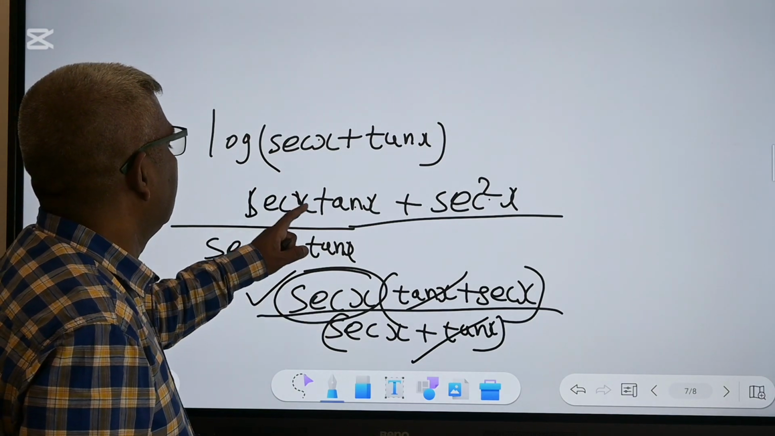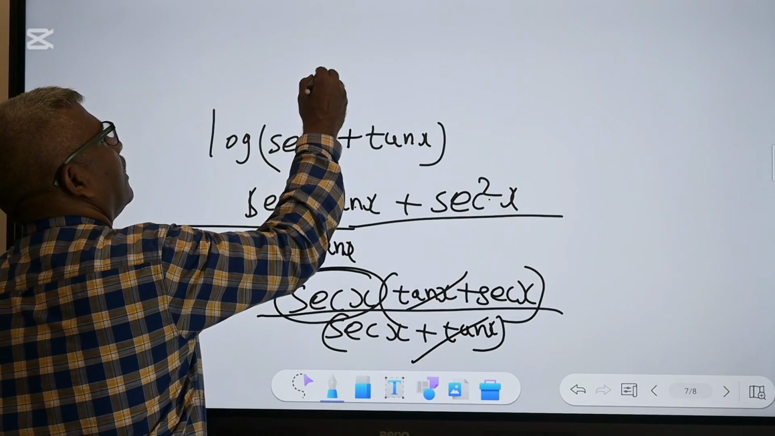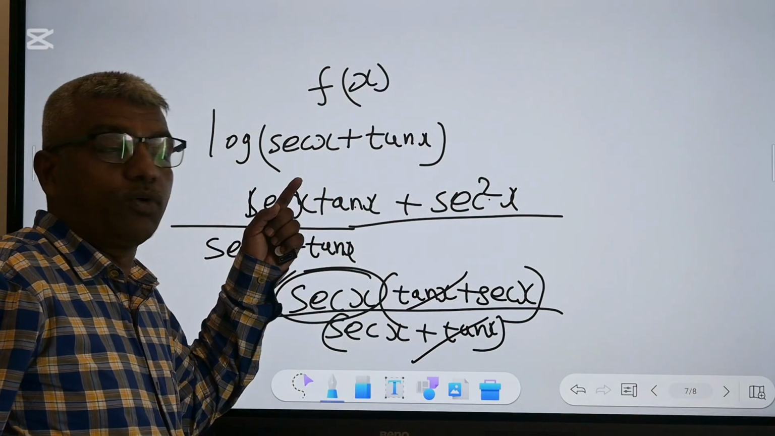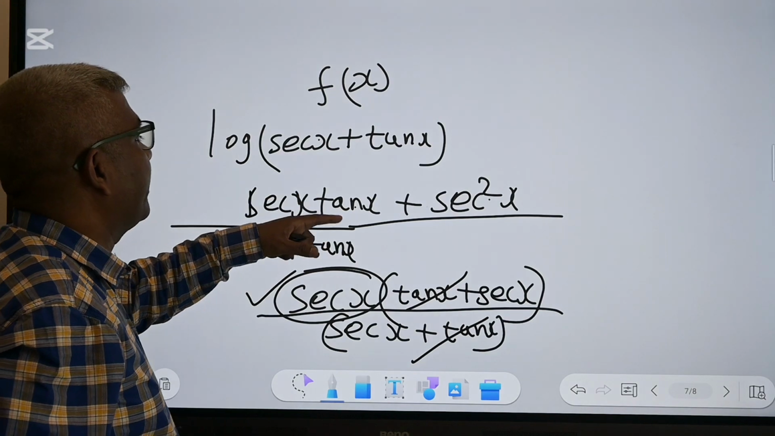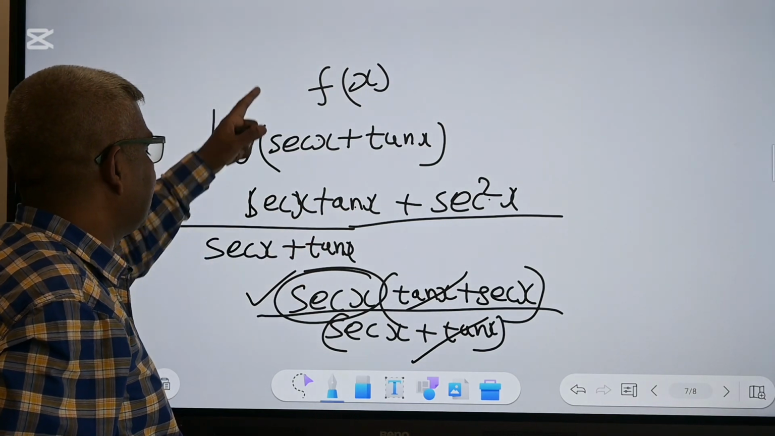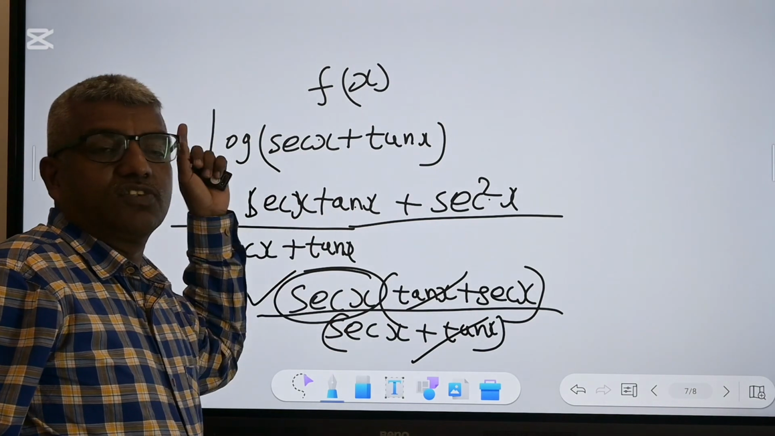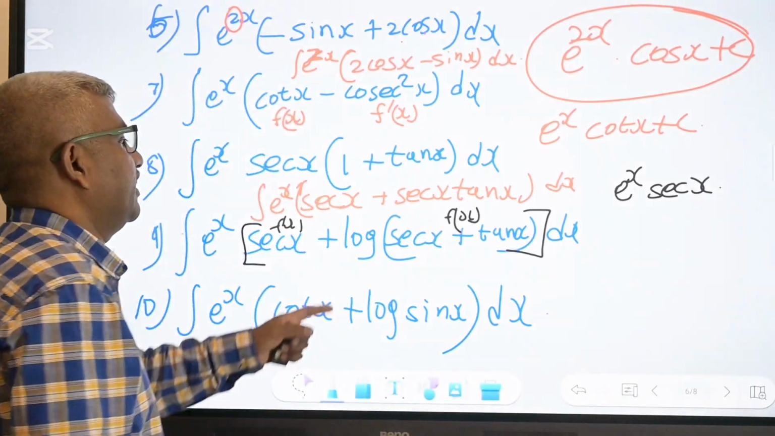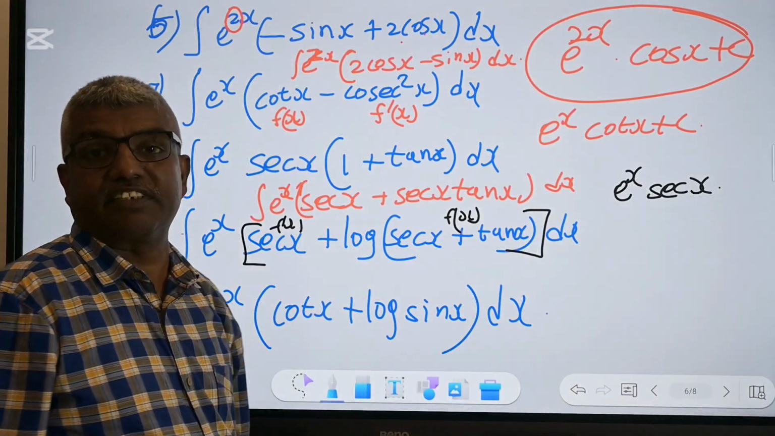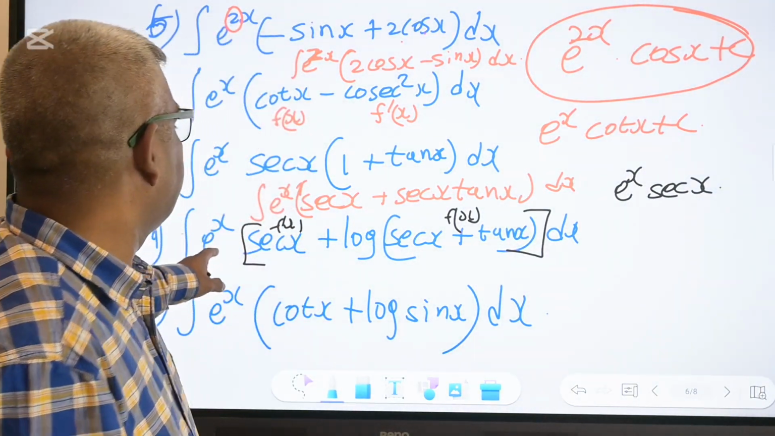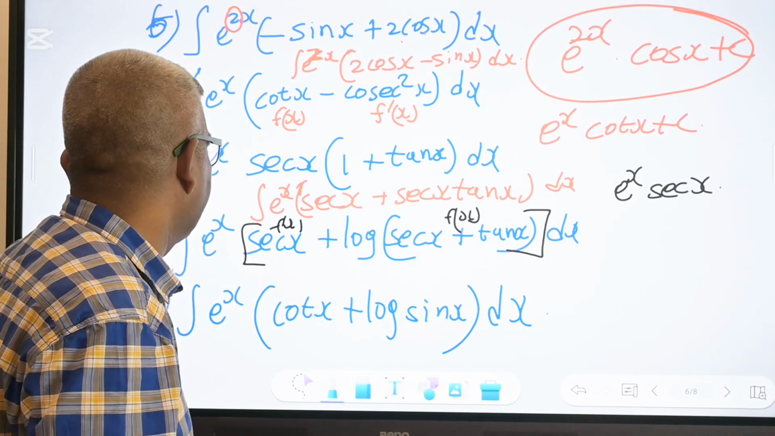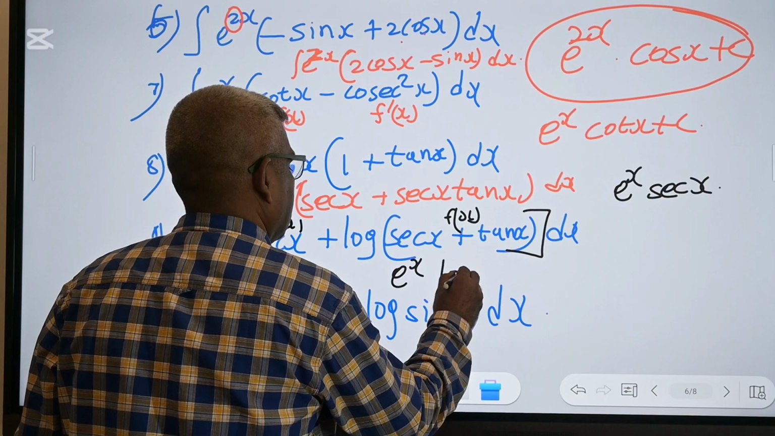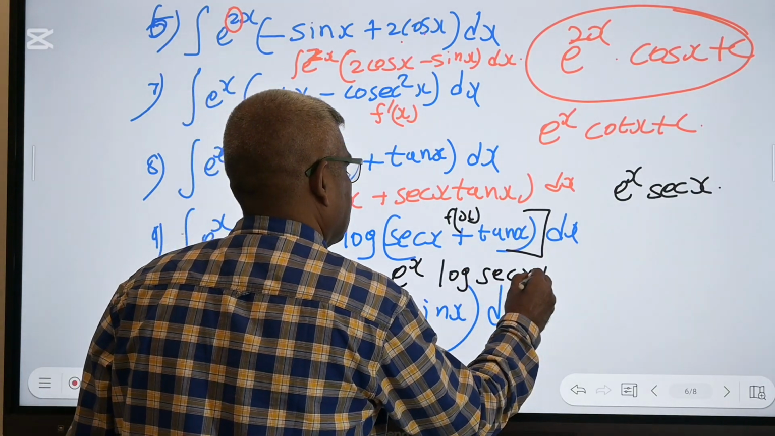So this is f of x. K f of x, that k is 1. Log(secant x plus tan x) is f of x. If you differentiate, we got secant x. So secant x is f dash x. You see here, this is f of x: log(secant x plus tan x) is f of x, and secant x is f dash x. So the answer is e power x log(secant x plus tan x).